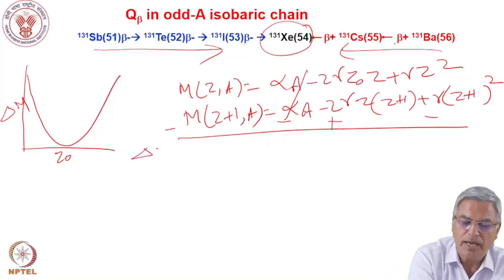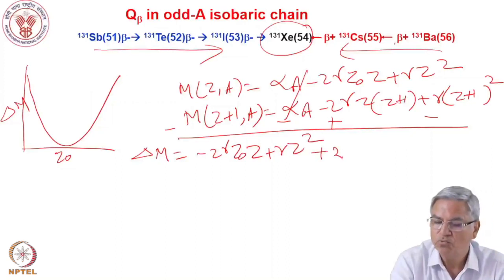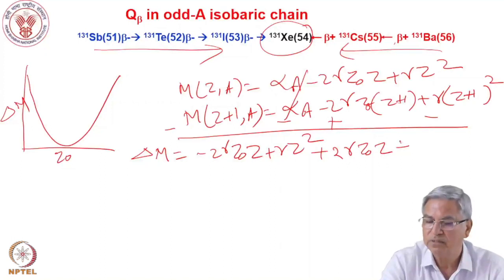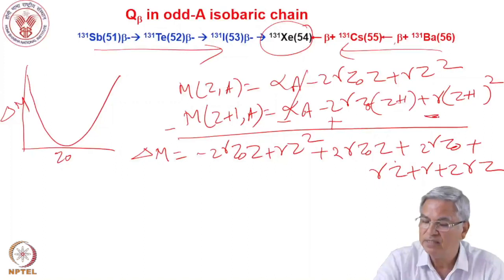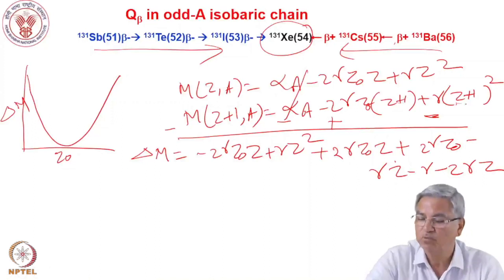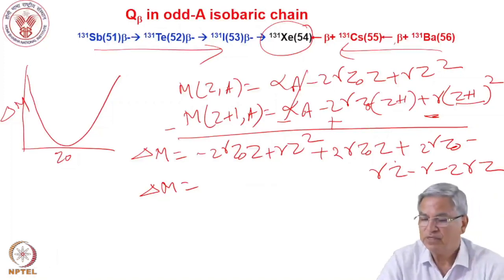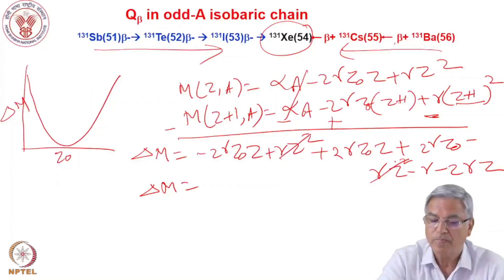So what you have is delta M equal to minus 2 gamma Z0 Z plus gamma Z square plus 2 gamma Z0 Z plus 2 gamma Z0 minus gamma Z square minus 2 gamma Z minus gamma, since it is a negative sign, for the two terms from Z plus 1 square. So now we can find out delta M. Gamma Z square will cancel with gamma Z square here.